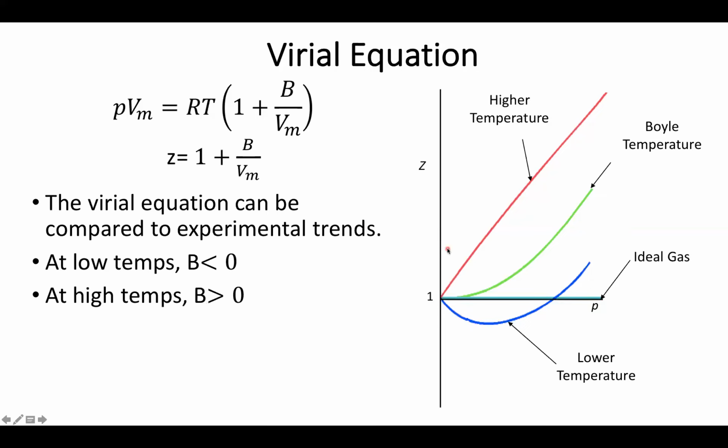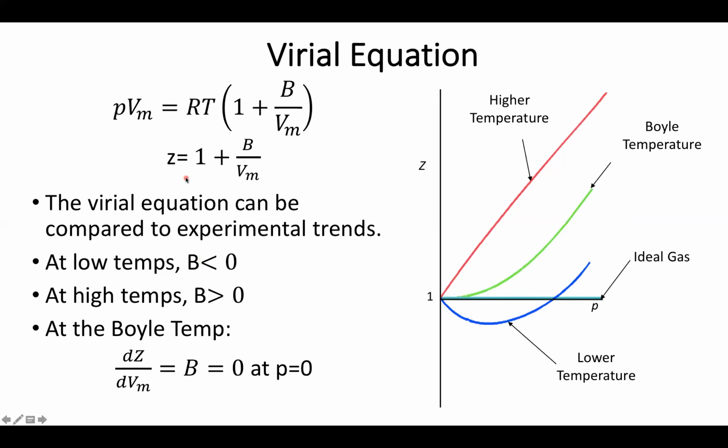At high temps, our second virial coefficient is going to tend to be positive, leading to net repulsive behavior with compressibility factors greater than 1. And then we end up with a very unique position at our Boyle temperature, which is going to be the temperature at which repulsive and attractive forces essentially cancel out.